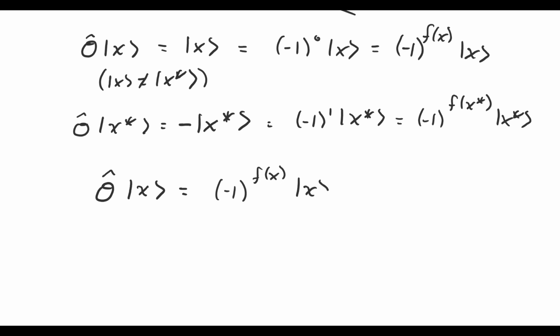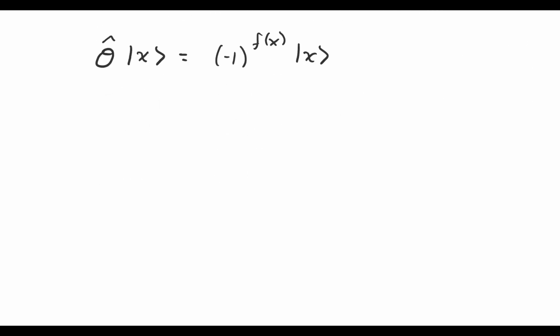So we've defined the behavior of O on all basis vectors. And because O is a linear transformation, this is equivalent to defining the behavior of O on all vectors. So O acting on a linear combination of two basis vectors, say a1 times x1 plus a2 times x2, is just equal to O acting on each of these individually and then summing the result.